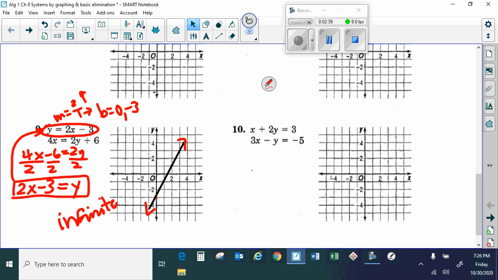Okay, and as a side note, there's a difference between all real and infinite. Infinite is how many solutions there are. If they want the answer to be what are the solutions, the solutions are all real numbers. Do not confuse the two. One asks how many, one asks what they are.